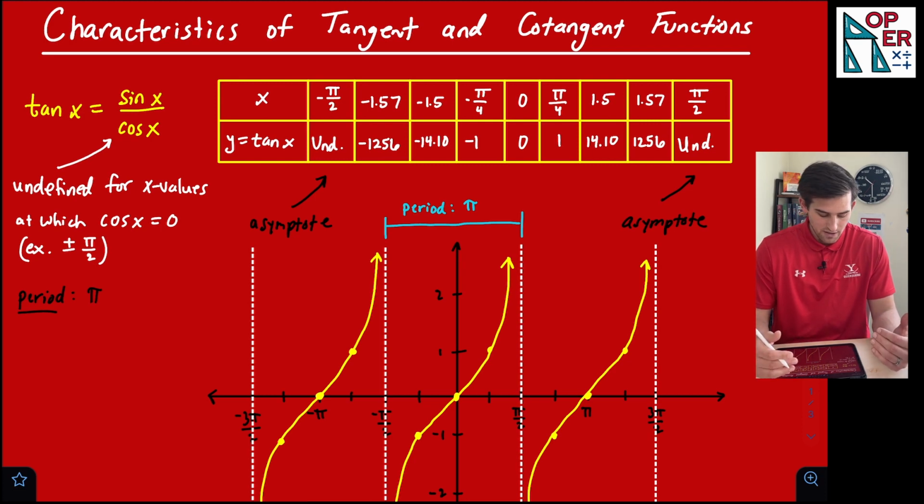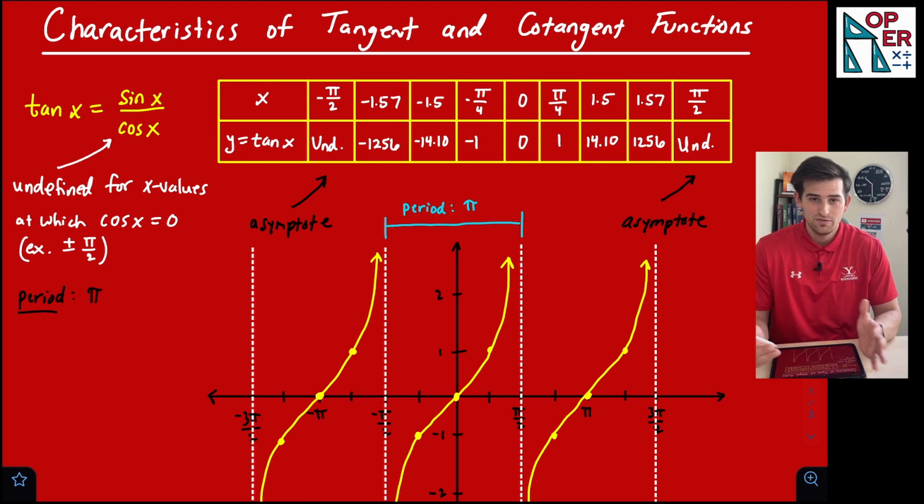So first of all, we know that tangent of x would be equal to sine of x divided by cosine of x. And because of this, we need to take into account some undefined values for our denominator. That's going to be when cosine of x is equal to 0, because we can't divide by 0. Cosine of x equals 0 at values like positive and negative pi over 2, and also odd multiples of those values. We'll take a look at our graph in just a second.